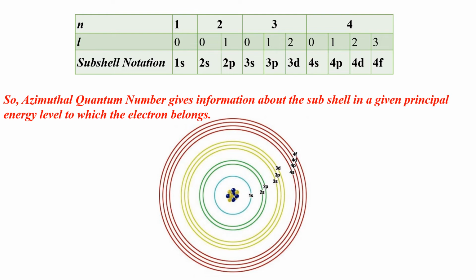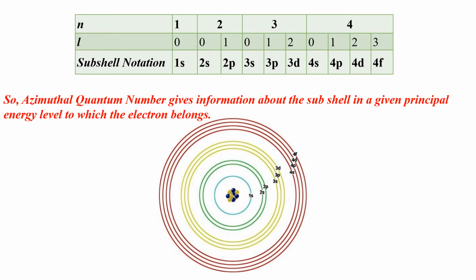Coming to the value of n equal to 4, it can have four values: 0, 1, 2 and 3. According to the subshell notation, 0 represents s subshell, 1 represents p subshell, 2 represents d subshell and 3 represents f subshell. Since all these subshells are present inside the fourth shell, you write it as 4s, 4p, 4d and 4f. I have shown this in the picture also. Just correlate and try to understand.